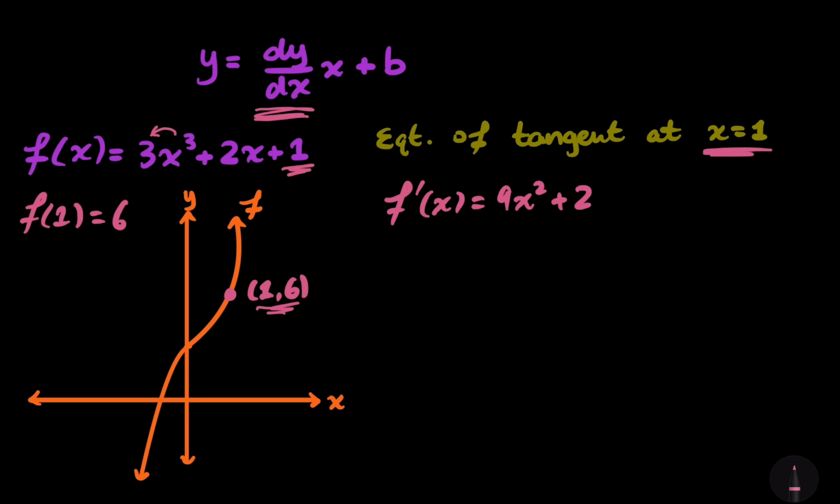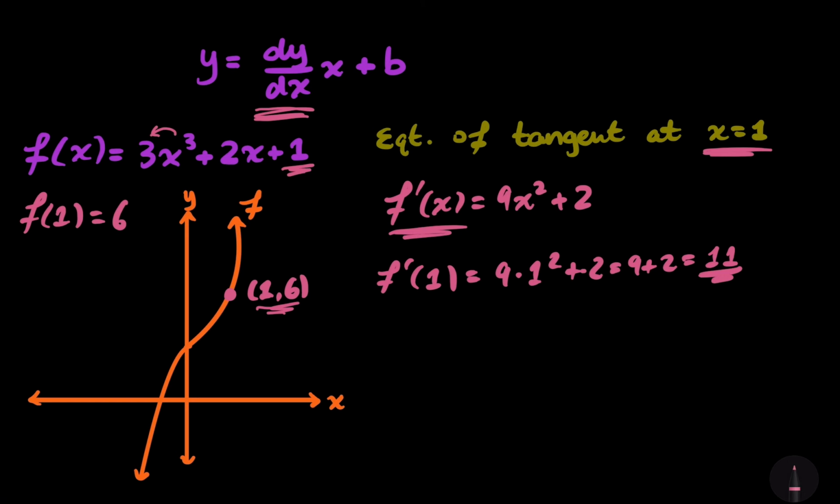Now we can determine the slope of the tangent line at x equals 1, because f prime of x tells us the equation of the slope of the tangent line. If we want the slope at our given point, we just need to input f prime of 1, because the slope varies depending on which x value we input. Here we get 9 times 1 squared plus 2, which is 9 plus 2, which is equal to 11. So 11 is going to be the slope of our tangent line at x equals 1.